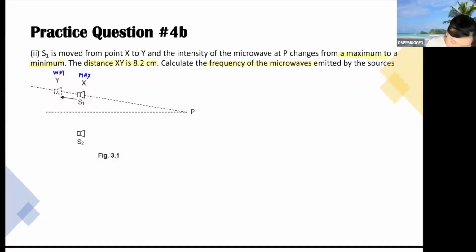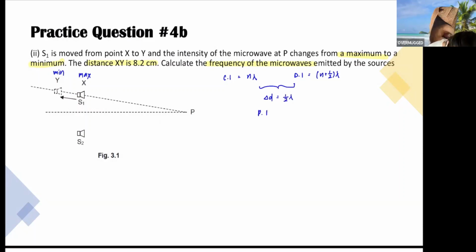So I need the frequency, and I know the path difference in this case here is changing from maximum to minimum, which means half the wavelength. That's the difference, correct? Because if you remember, for constructive interference it is n lambda, for destructive interference it is n plus half lambda. So the difference between them, okay, I just put delta d, would be half lambda. So in this case here, my path difference is actually half lambda, and it equals 8.2, since they said that this is the change in path, right?